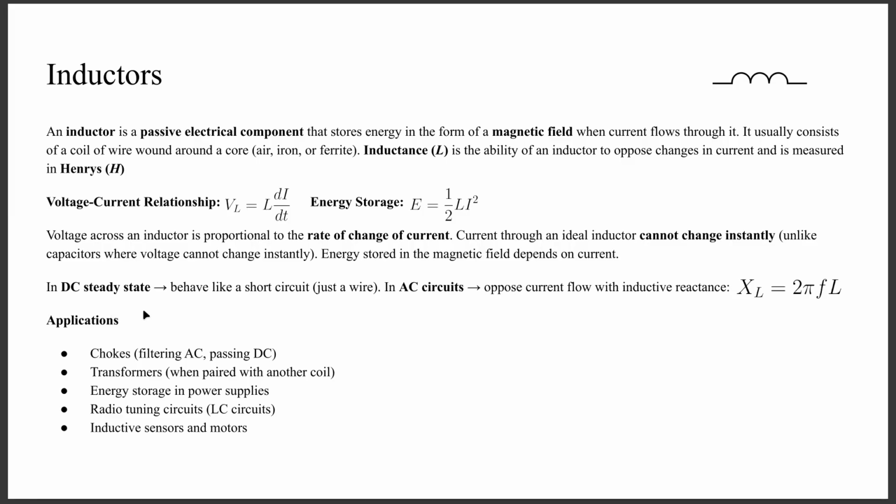In DC steady state, the inductor behaves like a short circuit, just a wire. In AC circuits, it opposes current flow with an inductive reactance. Applications include chokes, transformers, energy storage, radio tuning circuits, inductive sensors, and motors.